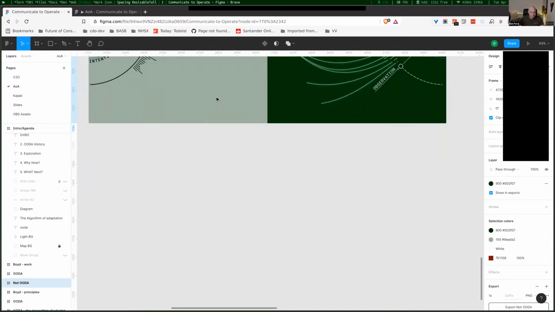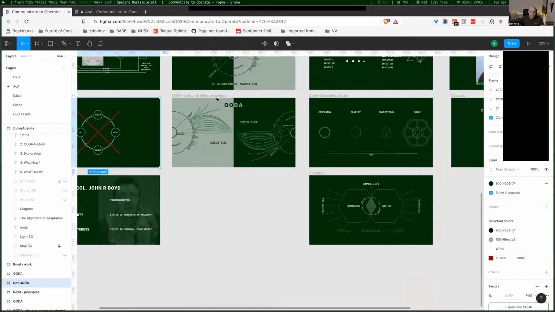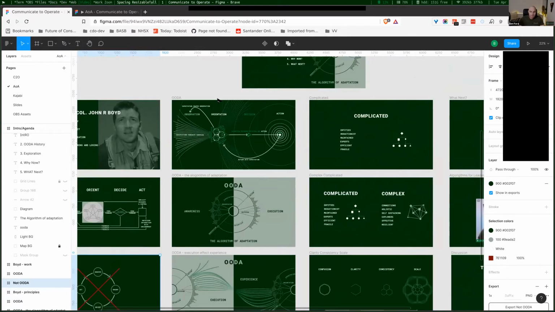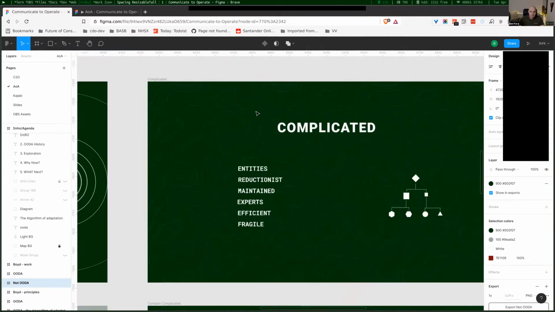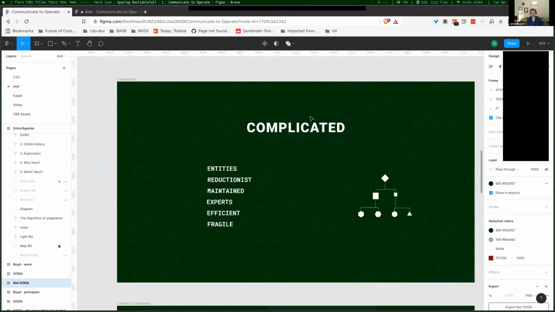So why should we care about this? I'm ruining the surprise slightly by showing you the next slide. But especially in the West, we've come to view the world as this complicated but fairly logical puzzle, right? We look at the world as entities. We have a reductionist point of view. We look at systems to be maintained. It's the world of experts. It's efficient, and ultimately it's quite fragile.